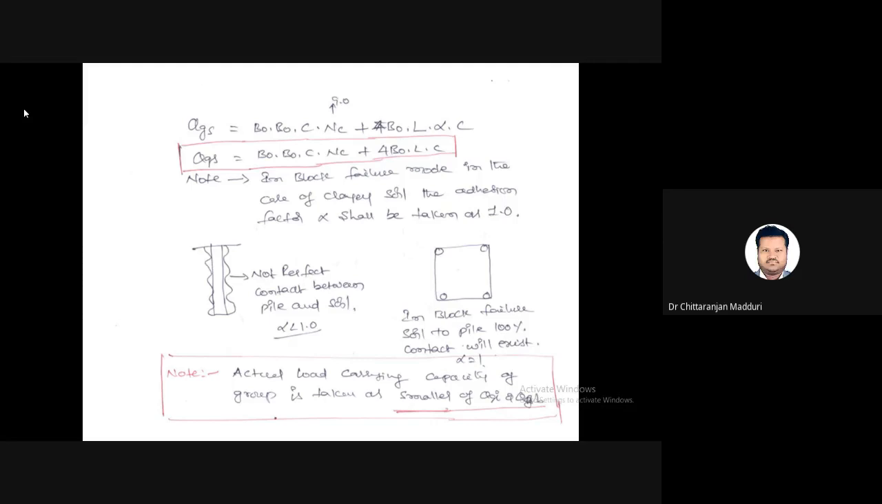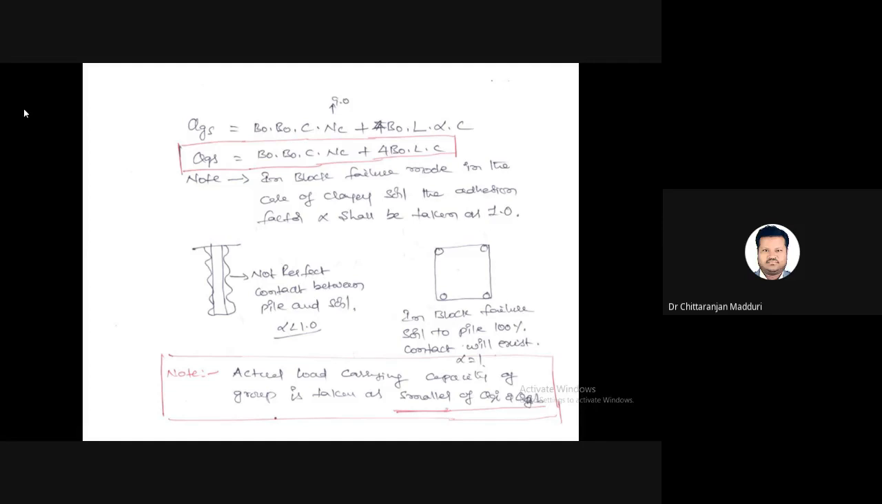For group capacity, it is a standard one. Alpha is taken as 1.0. Whatever the soil may be, stiff soil or soft soil, alpha is taken as 1.0. For individual pile failure, you need to consider the alpha value. The alpha value will be given in the problem, but that alpha value should be considered while estimating the pile capacity as individual. But in group, don't substitute the alpha value. It is taken as 1.0.